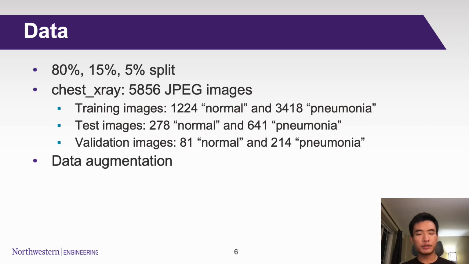For the data we're using, we are following 80, 15, and 5 splitting rules. We are dividing 5,855 JPEG images into 80% training images, 15% test images, and 5% validation images. And since we want to enhance our image analysis, we also did data augmentation.